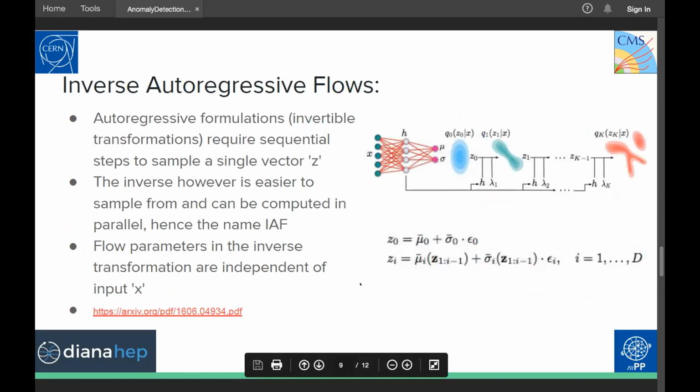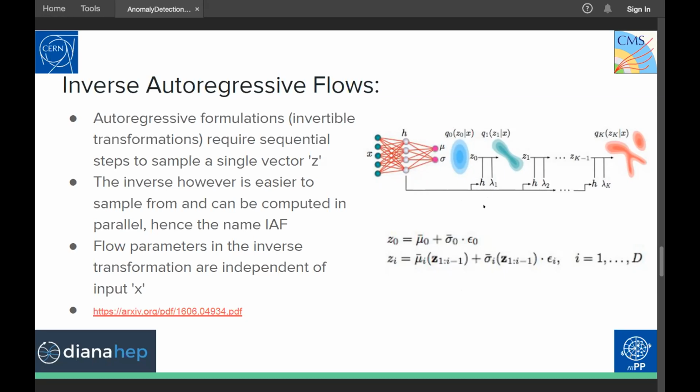The next formulation would be autoregressive transformations. Autoregressive transformations are invertible transformations, so they do classify as normalizing flows. However, sampling from such formulations is rather complex or cumbersome and requires multiple sequential steps. When we consider the inverse of this formulation, however, the sampling is rather simplified, which is why the name inverse autoregressive flows.